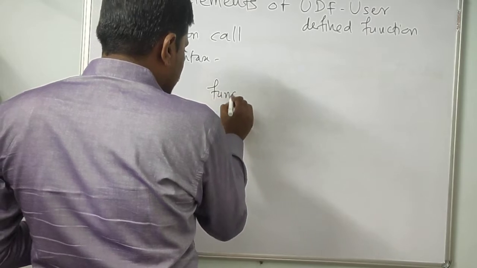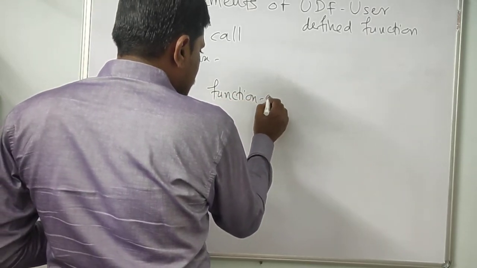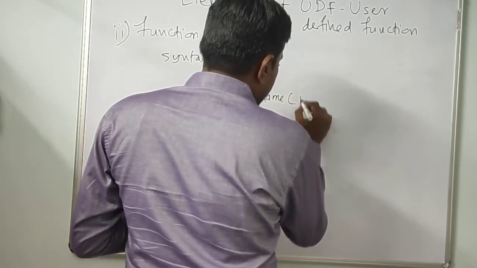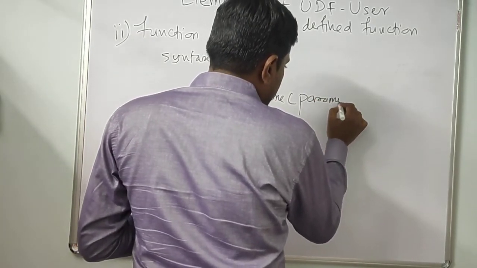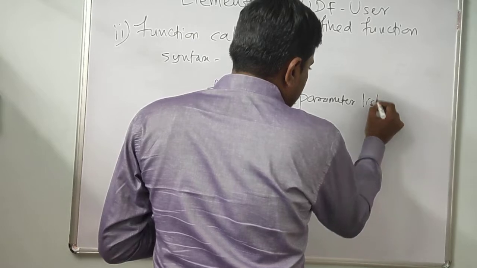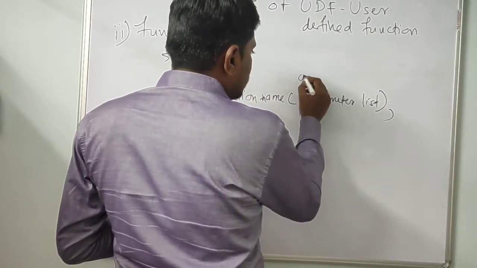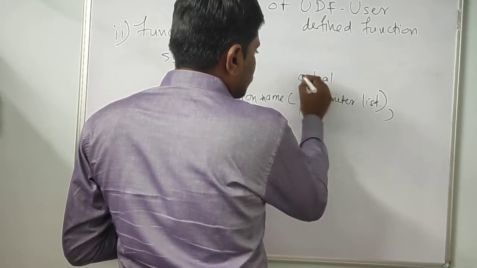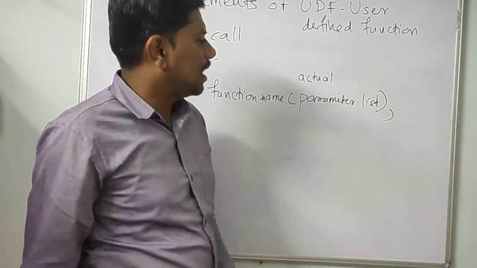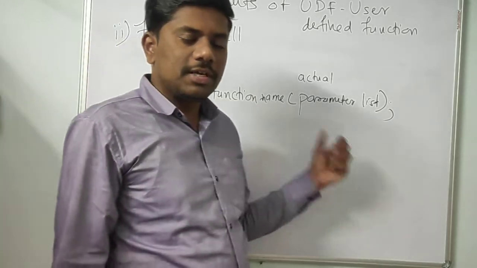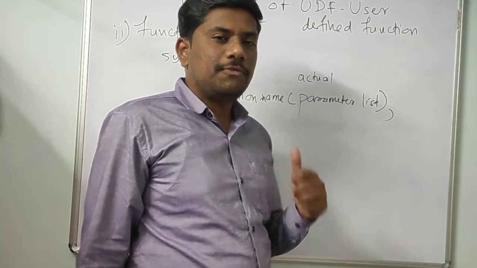So function name and then parameter list. Parameter list, bracket, semicolon, and these parameters are actual parameters. And see, there is no return type here. Okay, because here you are actually calling the function.